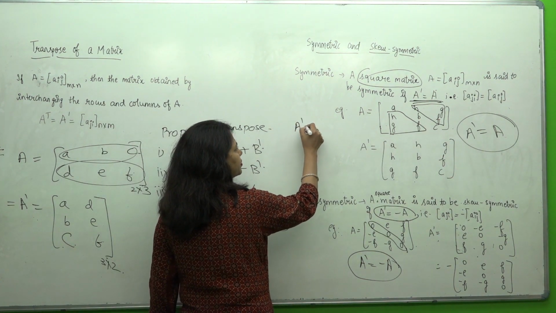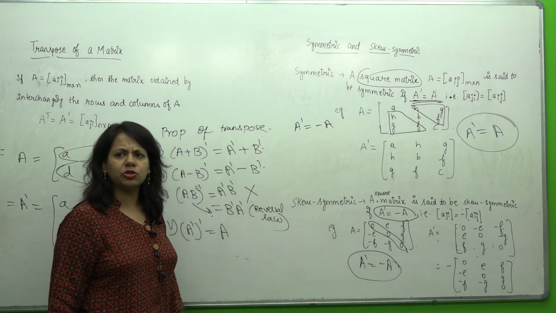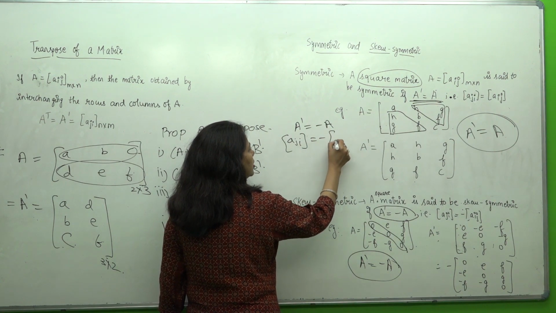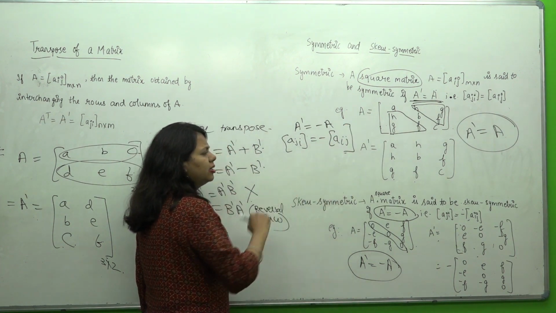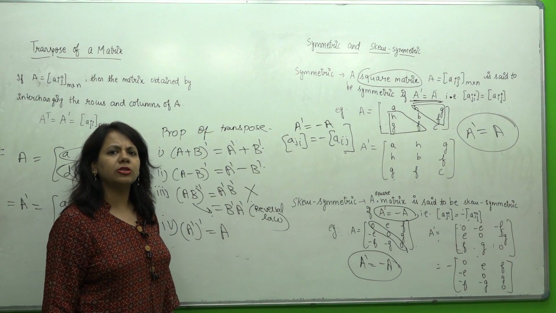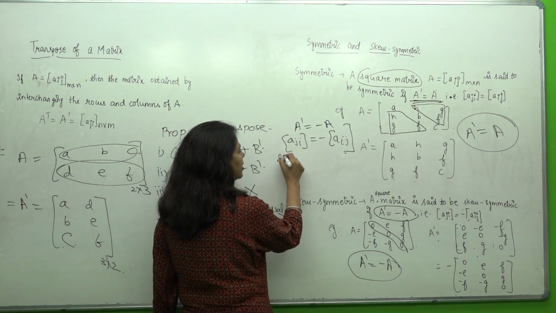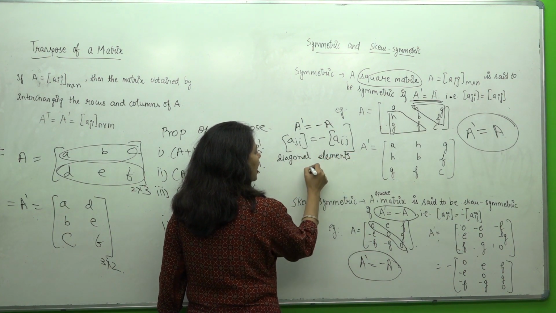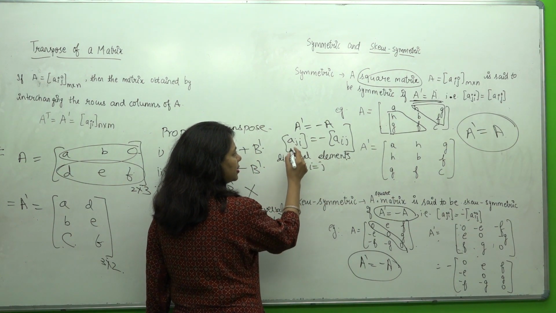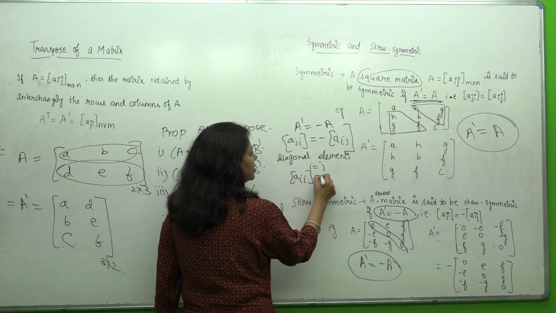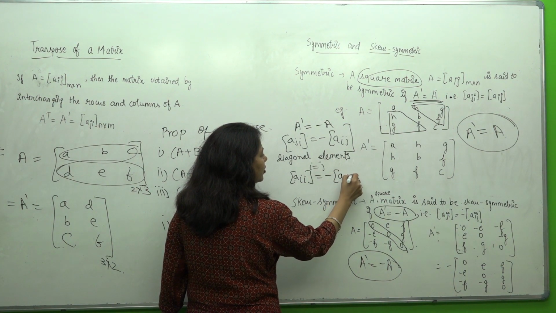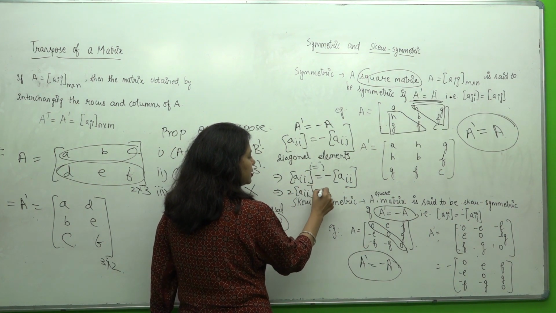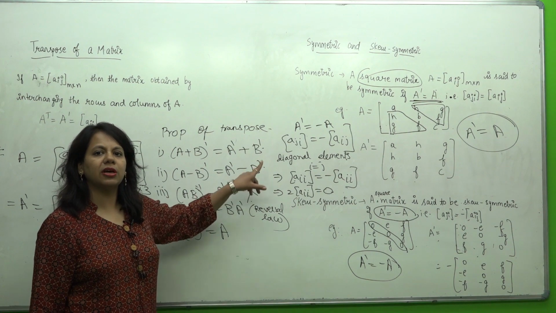Why does that happen? See, I have A dash is equal to minus A. So that means Aji is equal to minus of Aij. Now what are the diagonal elements? The diagonal elements are those elements where i is equal to j. So what does this take? This takes up Aii is equal to minus of Aii. So what do I get from here? 2Aii is 0. That means the diagonal elements are always 0.